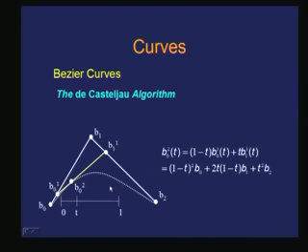So, all it does is, with this application of linear interpolation on this span, it locates a point B20, which is a point on the curve. So, for any value of t, I can locate the point on the curve by successive application of linear interpolation. That is what the de Casteljau algorithm is.